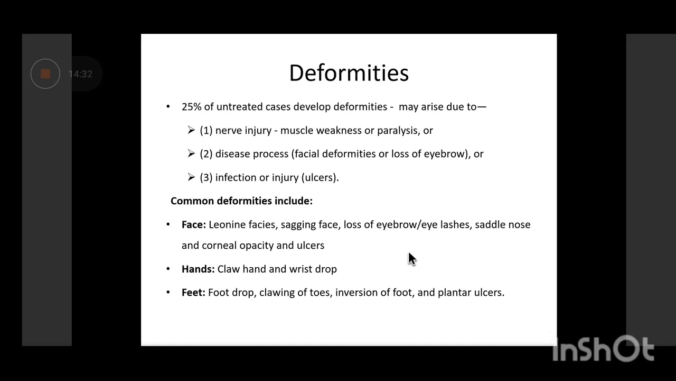Then on the hands, because of the paralysis, there will be wrist drop or claw hand. Then on the feet, there will be foot drop because of nerve involvement. There will be clawing of toes because of the nerve involvement, or inversion of toes or plantar ulcer. So these are the various deformities in these patients, and these occur because of nerve involvement or because of the disease or infection which can occur later.